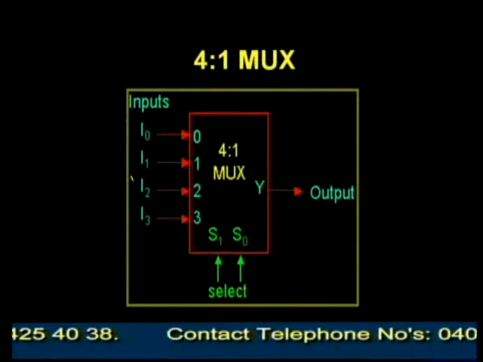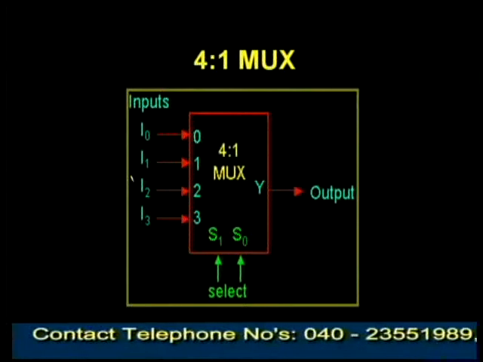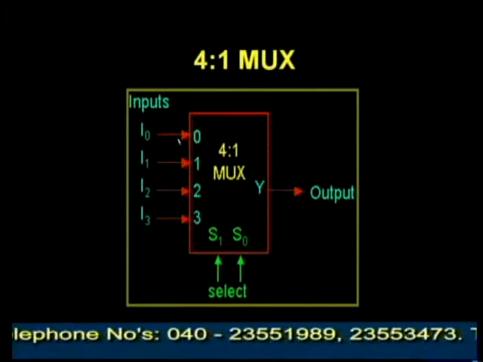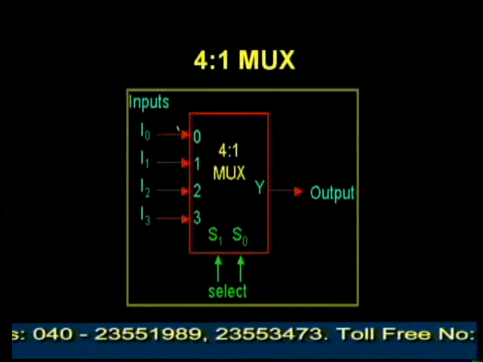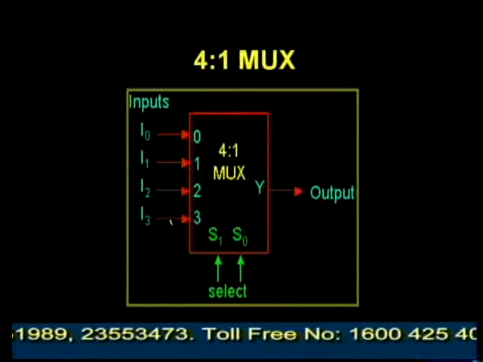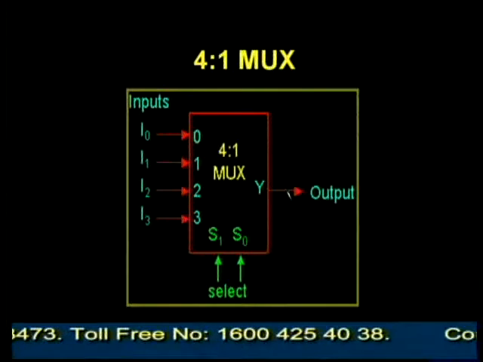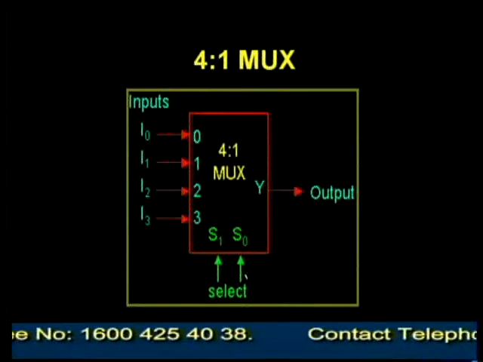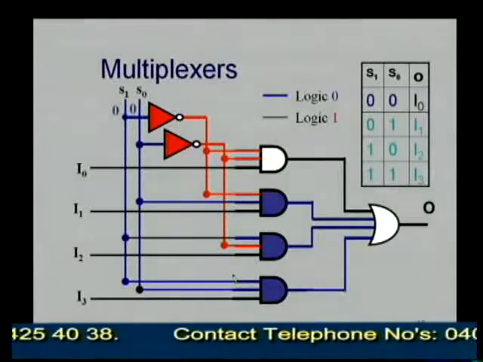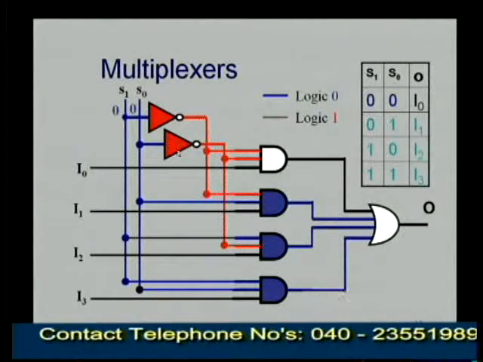Next we see the 4 to 1 multiplexer. A 4 to 1 multiplexer has 4 inputs and one output. One of these 4 inputs will be selected and connected to the output based on these selection inputs. Now we see the circuit diagram.